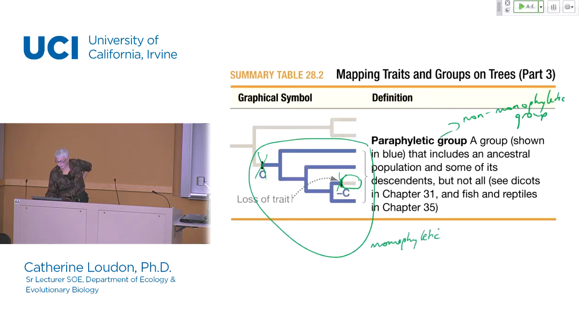So you'll see this throughout the quarter as we talk about different groups and which ones are monophyletic and which ones are not, and why fish, for example, are considered paraphyletic.